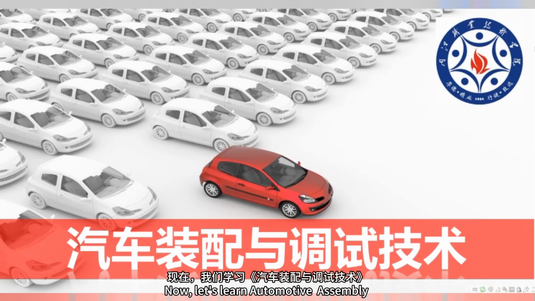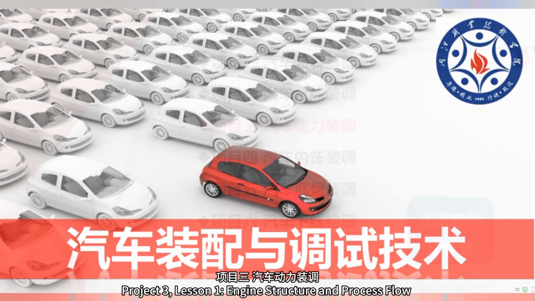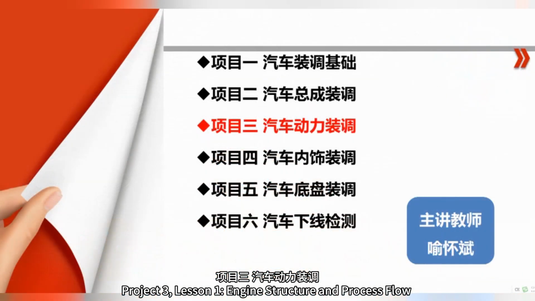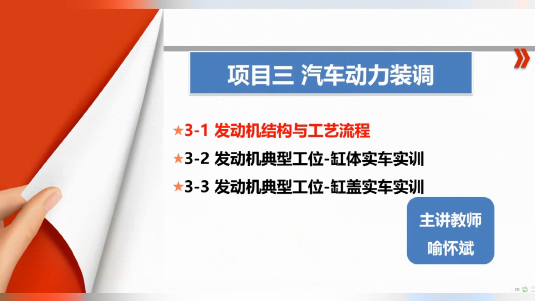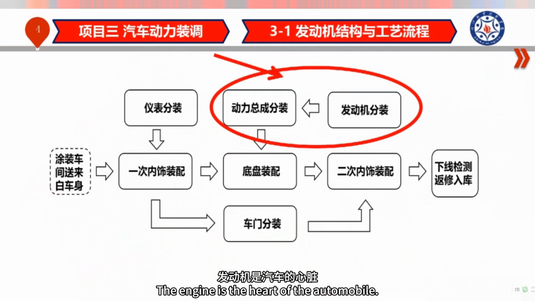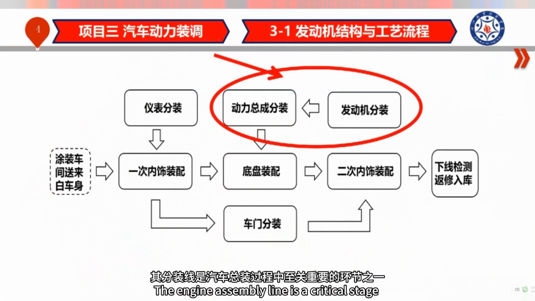Now, let's learn automotive assembly and adjustment technology. Project 3, Lesson 1, Engine Structure and Process Flow in Powertrain Assembly and Adjustment. The engine is the heart of the automobile. The engine assembly line is a critical stage in automotive final assembly.